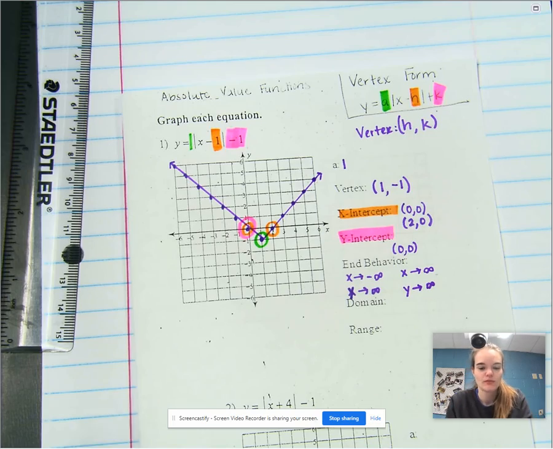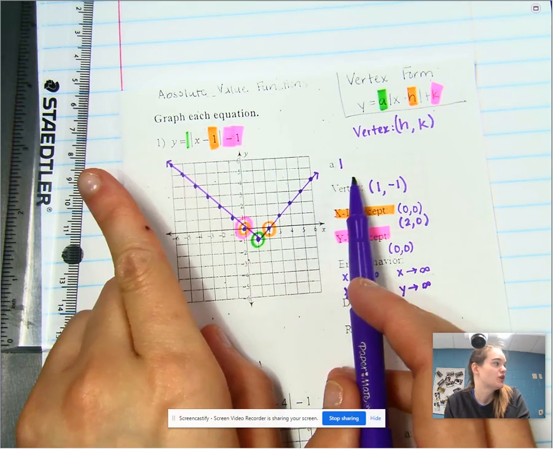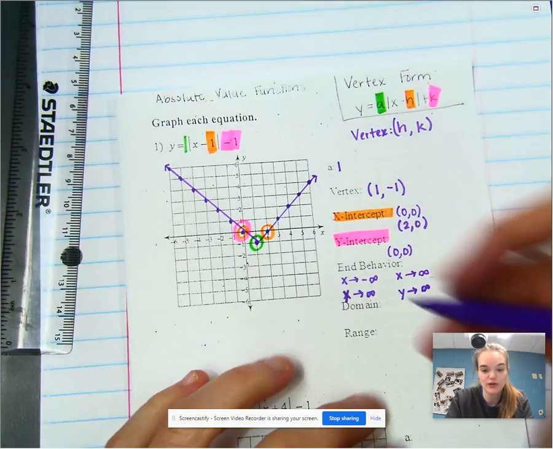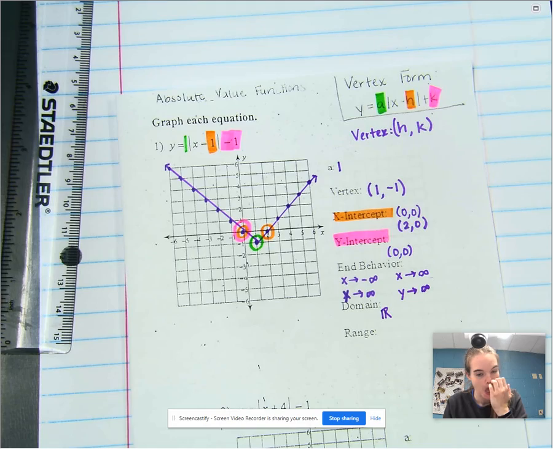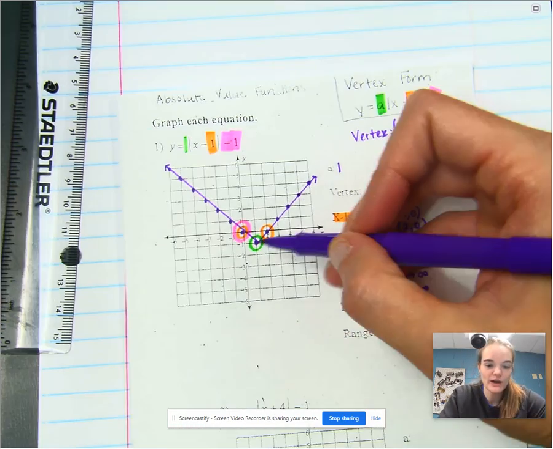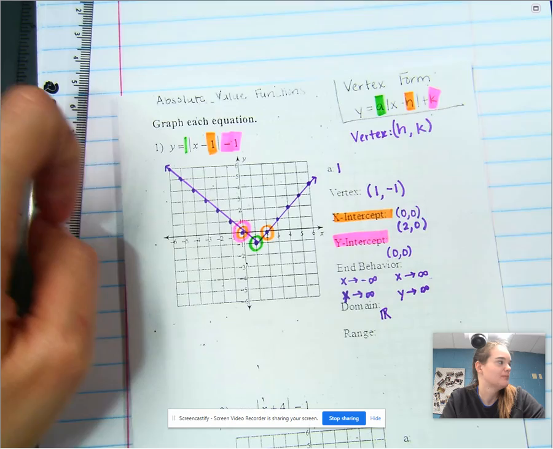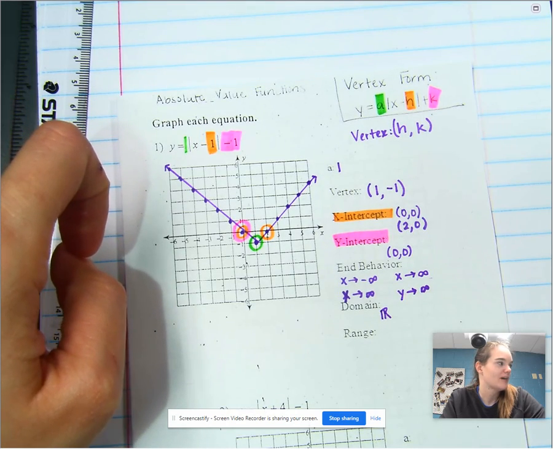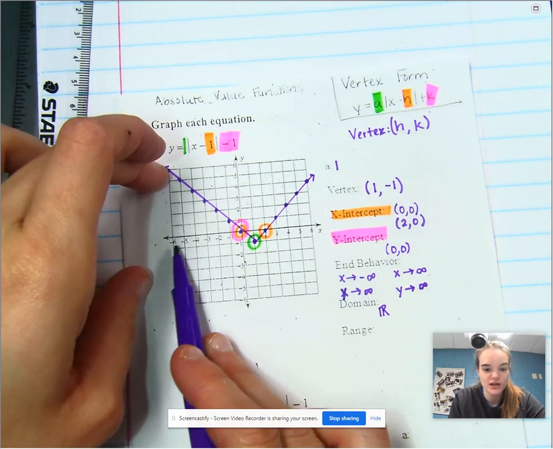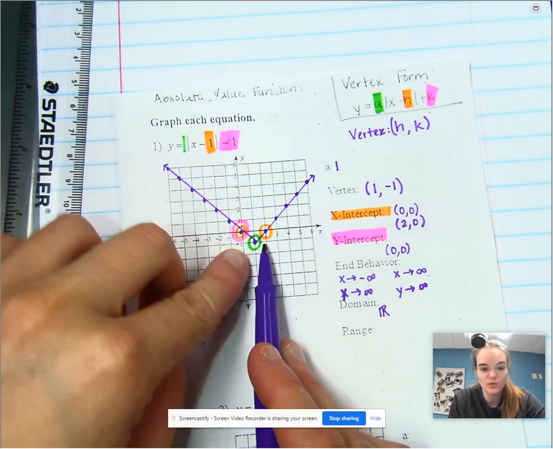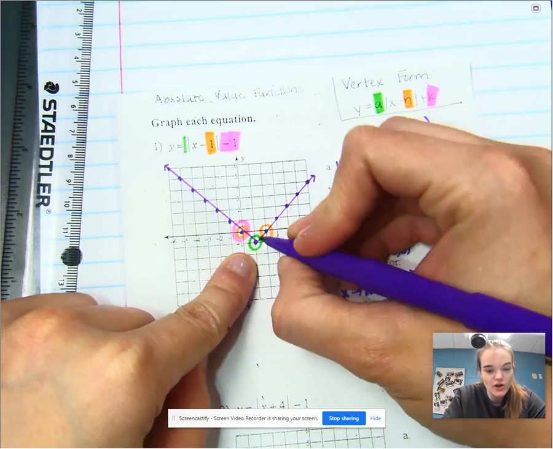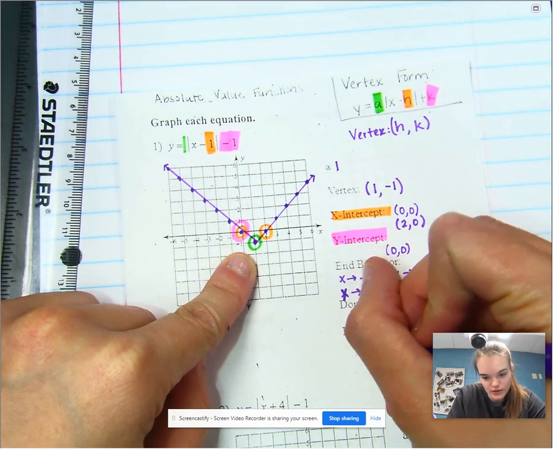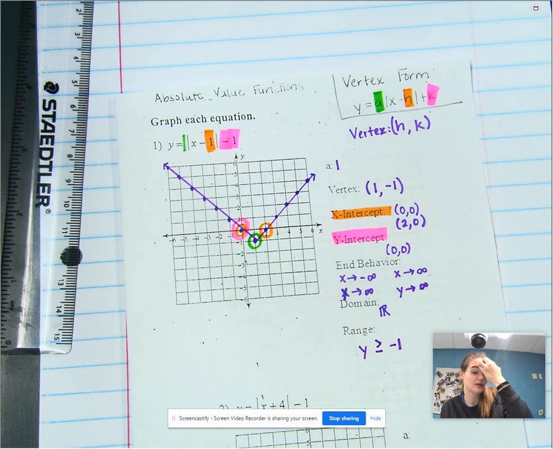It's either going to be 2 positives or 2 negatives. All right, domain. Domain, this goes forever, left and right in both directions. So it is all real numbers. Remember that symbol, or you can write all real numbers. Range. Range does not point up and down in both directions forever. So what we have to recognize is what point does it start. The y values start at -1. So my range is all the values that are larger than or equal to -1. So y is greater than or equal to -1. That's the range.